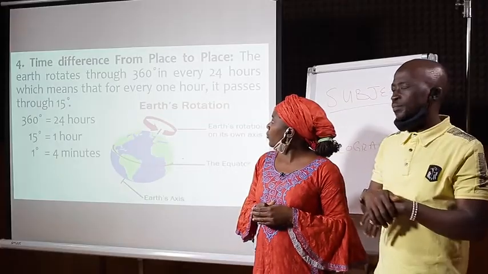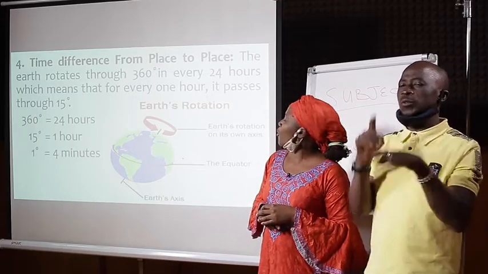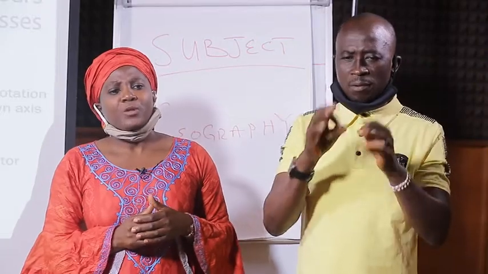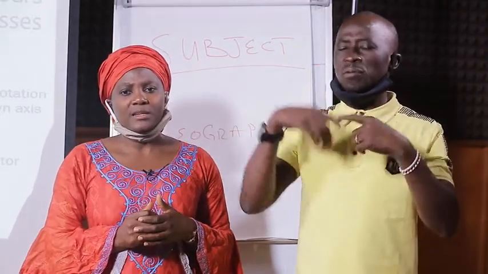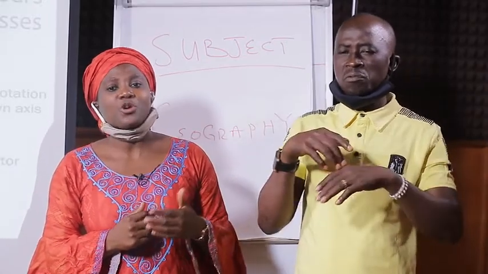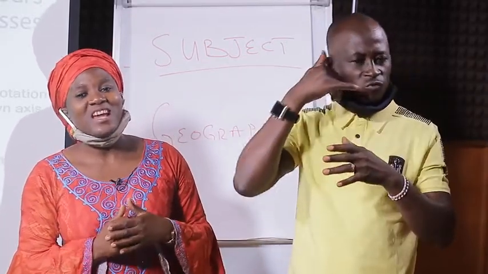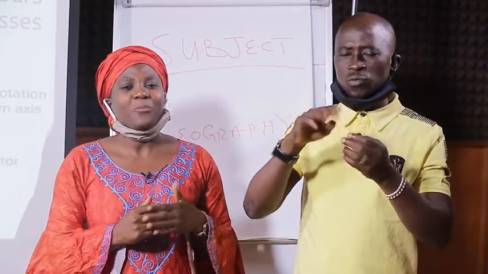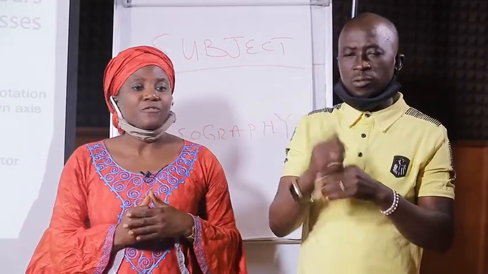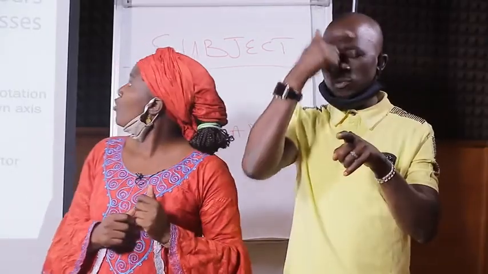Number four, we have time difference from place to place. If you're opportune to have people that have traveled to other parts of the world, let's say as we're here in Nigeria, you have people in Europe and in Asia, and you talk to them on phone, you have to synchronize your time to call them at the appropriate time. The reason is because of the time difference as a result of rotation.